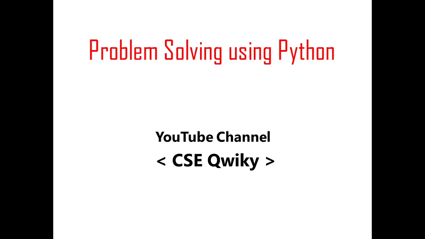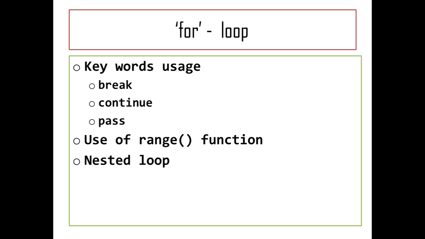Hello everyone, in this video we are going to see how for loop works in Python. There is a break statement, continue and pass keywords. These are the keywords we use in for loop: break, continue, pass. And there is a function called range which is used to create a collection of data. That is used here, and for loop can be nested.